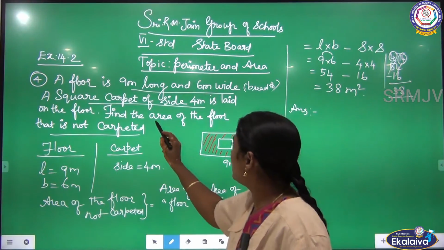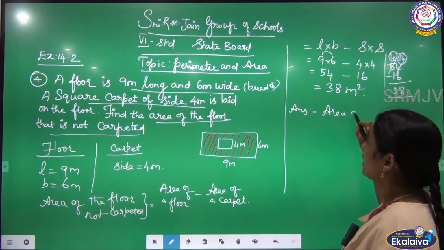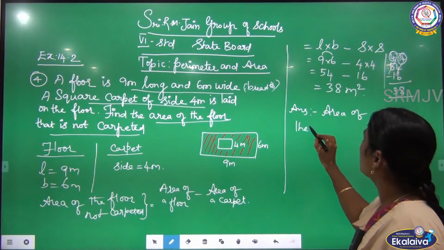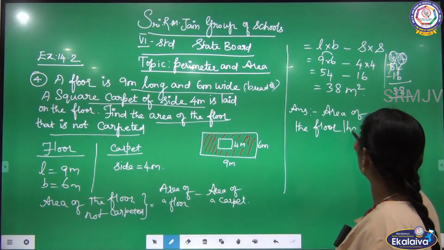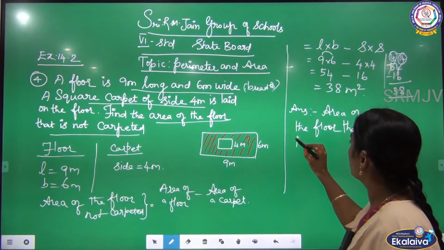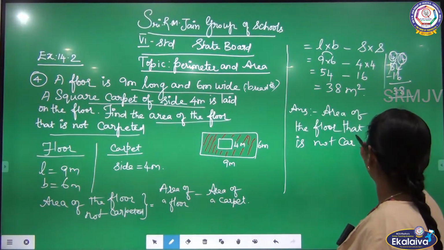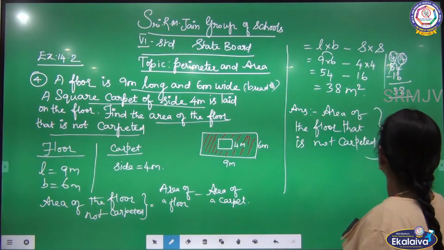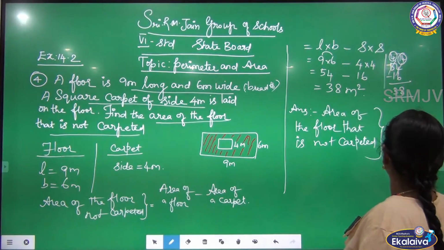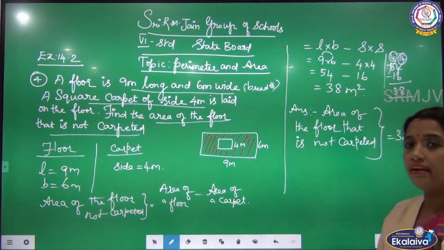What is the answer? Area of the floor that is not carpeted is equal to 38 meters square. Can you understand this, children?